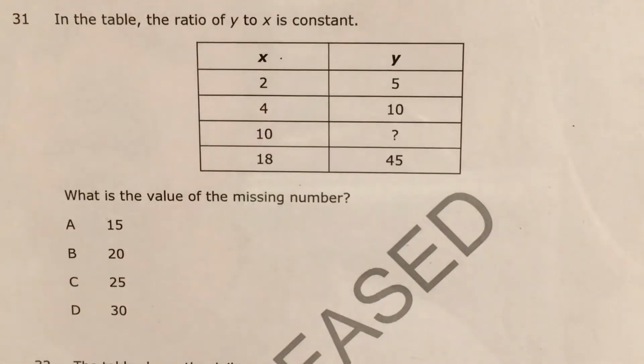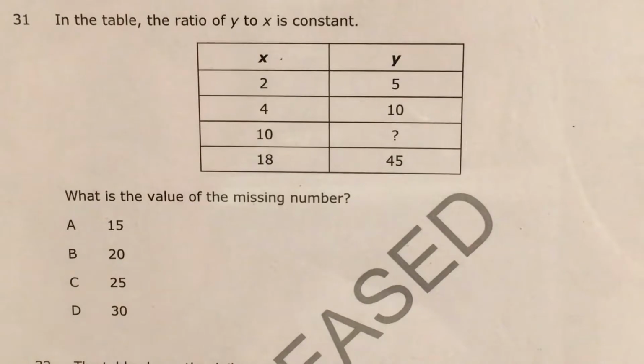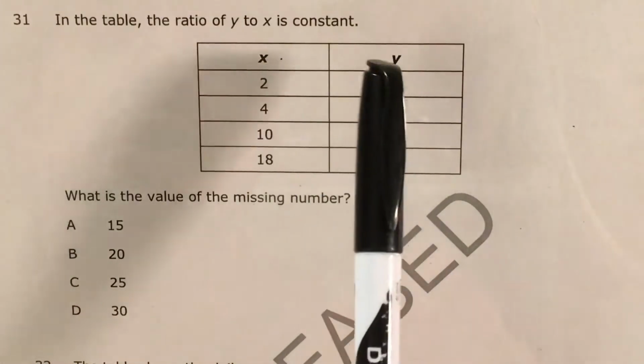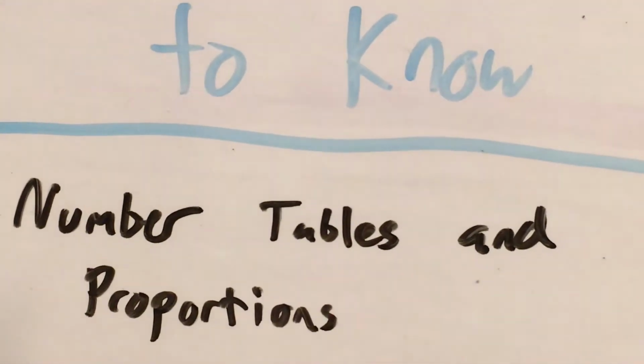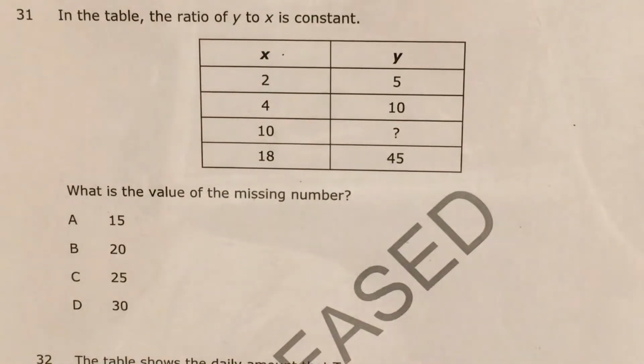This is Mr. W. Today we're going to tackle question 31 in the 6th grade math questions that North Carolina released this past school year. We can see that we have a table where the ratio of y to x is always the same, and we're trying to find out what the value of the missing number is. There's a couple different ways we can do this. They both essentially involve the same idea, which is number tables and proportions as an extension of ratio. So we'll go ahead and get started with this.